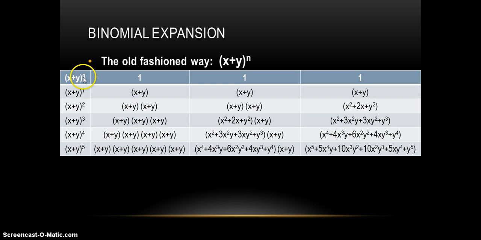Well, for x plus y to a 0 power, that's easy. Anything to a 0 power is 1. Well, to the first power, still easy. Anything to the first power is itself. Alright, now we're going to square.